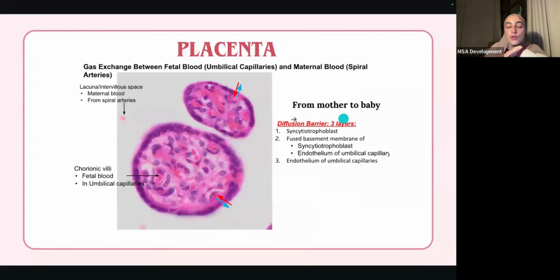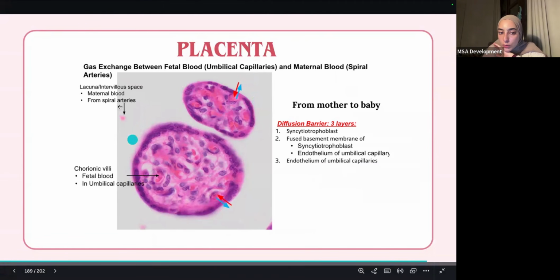Okay? So as I said, there's going to be exchange from the mother's blood to the baby's blood. They don't mix. There's just exchange from the outside to the inside, okay? But outside is the maternal blood, okay? You see here, they're pointing at maternal blood. And inside you have the fetal blood.